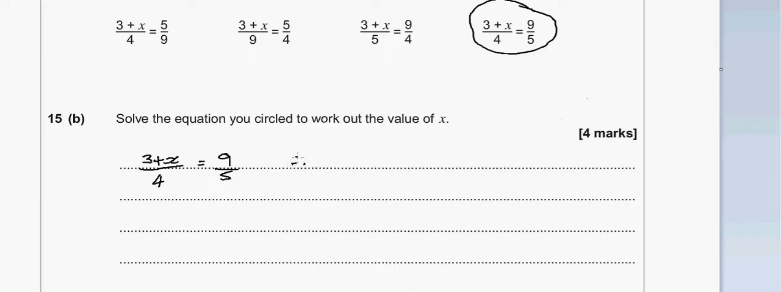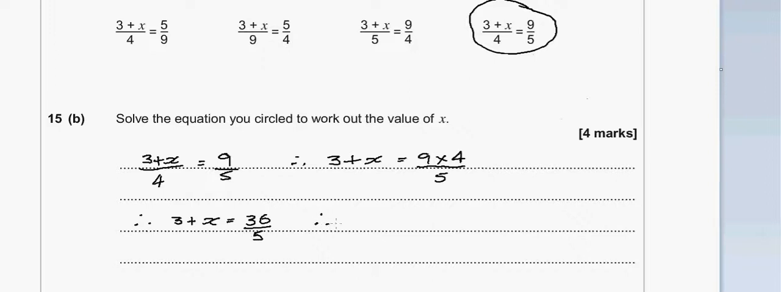So this little triangle thing here means therefore. I want to get rid of this 4. Now at the moment it's dividing, so if I bring it up here it multiplies. So we get 3 plus x equals 9 multiplied by 4 all over 5. So I can say that 3 plus x equals 36 over 5.